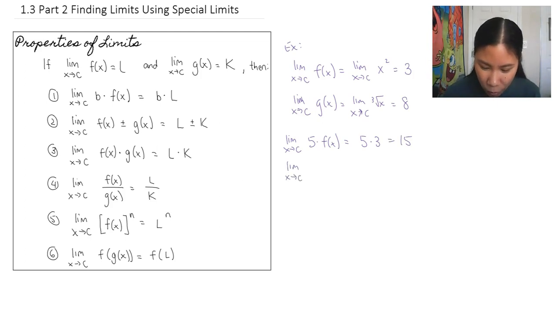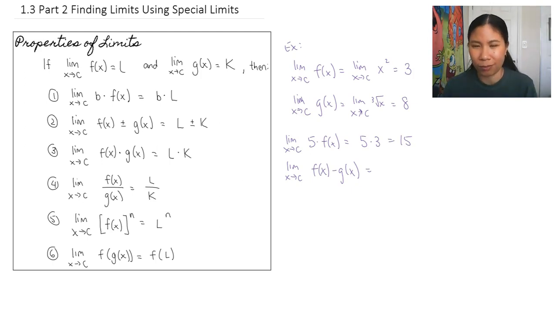Or let's say I'm trying to find the limit of my two functions being subtracted. Well, f of x minus g of x would just be x squared minus cube root of x, which doesn't come out very nicely. But if I'm trying to find the limit of those, then rather than having to plug stuff in, I could just subtract my two limits, because the limit for f of x was 3, and the limit for g of x was 8. So it makes it a lot easier because I'm just subtracting limits.